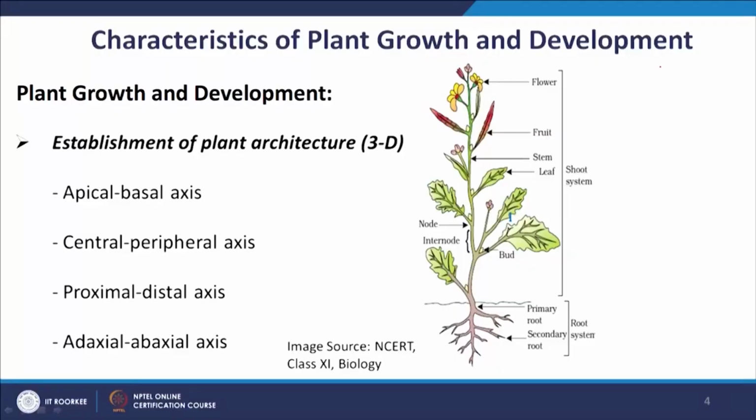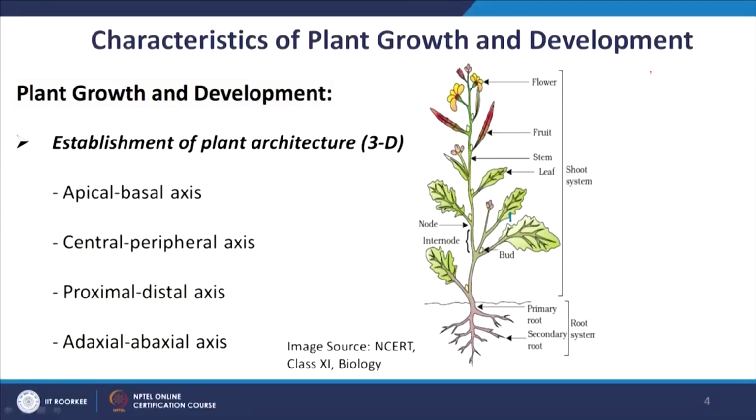As I said previously, one of the major functions of growth and development is to establish architecture. Plant architecture is a very important, extremely important parameter. It not only provides a proper shape or morphological structure, but it also helps the plant adapt to different environmental conditions. This is very important, and therefore the process of development has to be properly organized, and this entire process of plant development occurs across 4 axes.